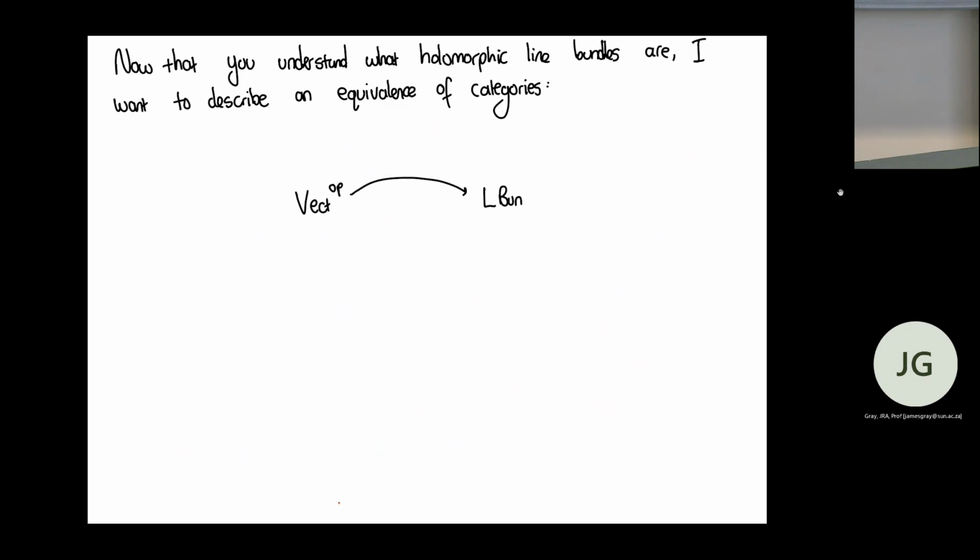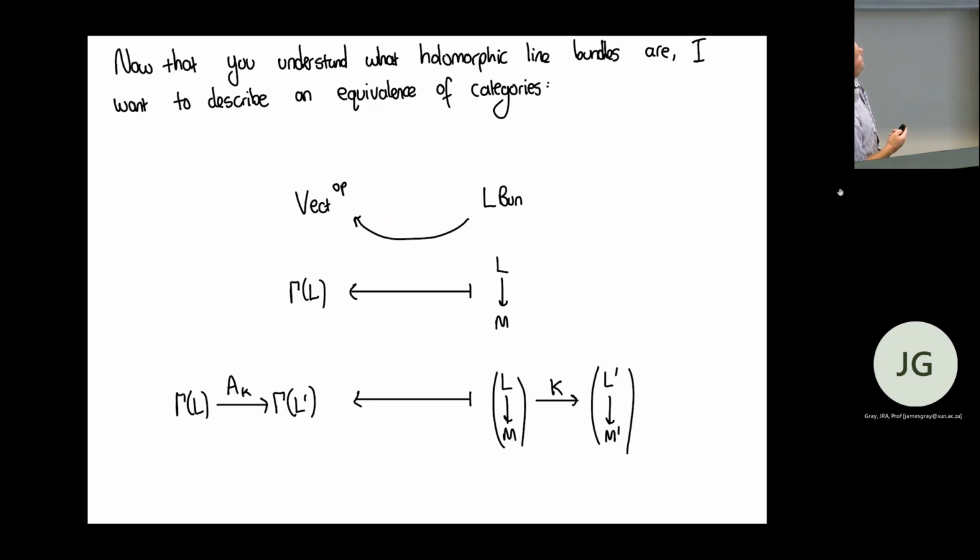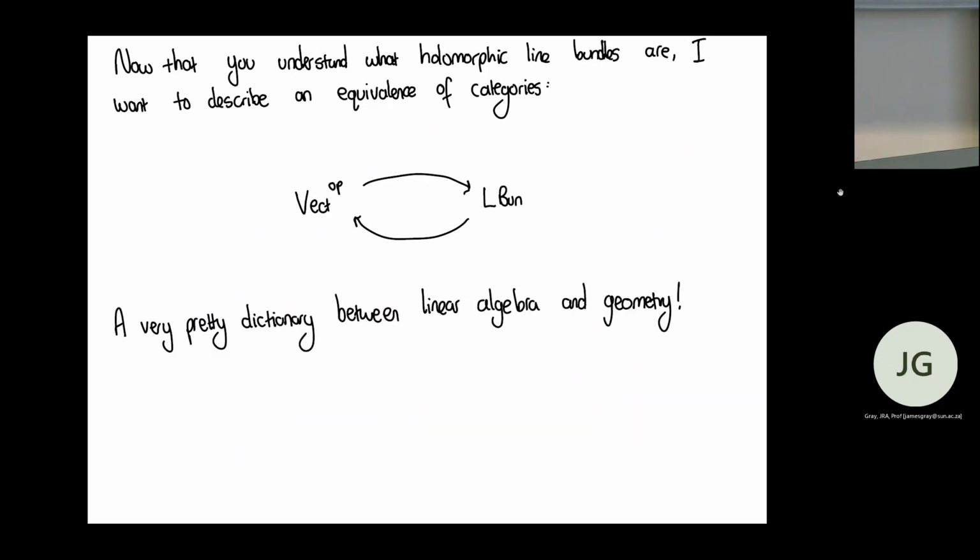So that's the functor going forward, and then the functor coming back, what do I do to a line bundle? I just take its space of holomorphic sections. That's how I turn a line bundle into a vector space. And similarly, you can turn a kernel into a linear map. And yeah, so that's a very pretty dictionary between linear algebra and geometry. Whenever you go from algebra to geometry, you normally have to do an op, and that's why there's an op over there.